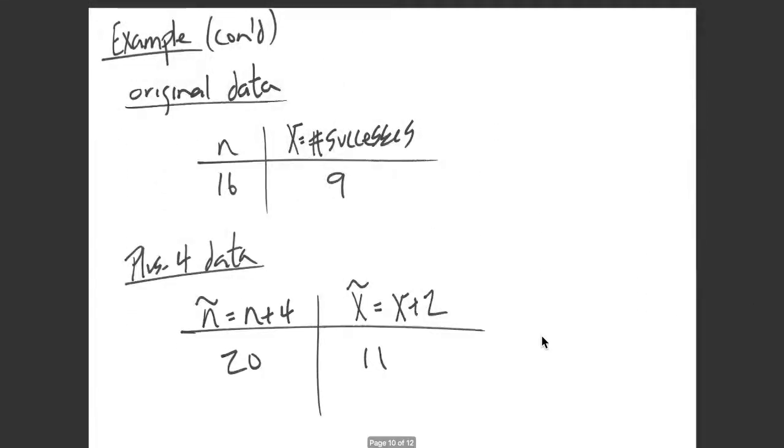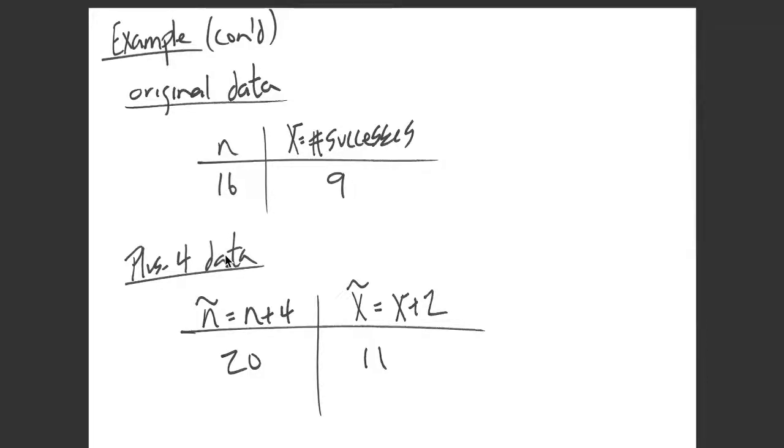Okay, so here's the basics of the original data set. We had a sample of size 16 who were treated, and 9 of those counted as successes. Here, success just means the category you're interested in. We were interested in the number of people treated who went into remission. So 9 out of the 16 treated went into remission. To compute the confidence interval, we augment this data set with 4 new observations.